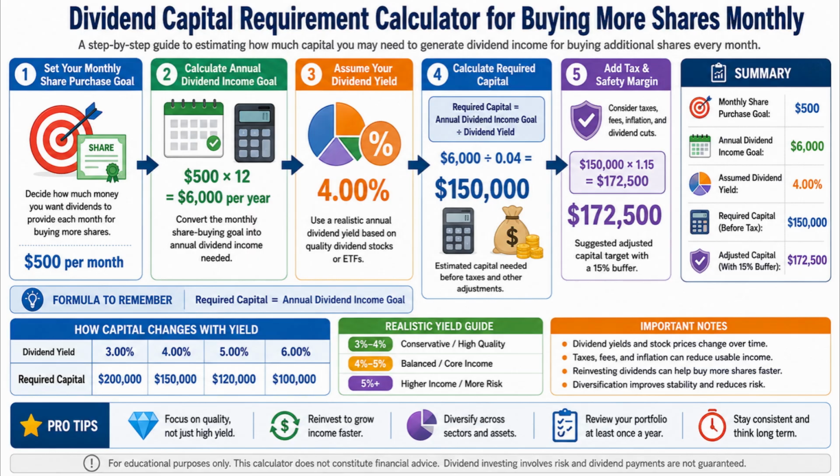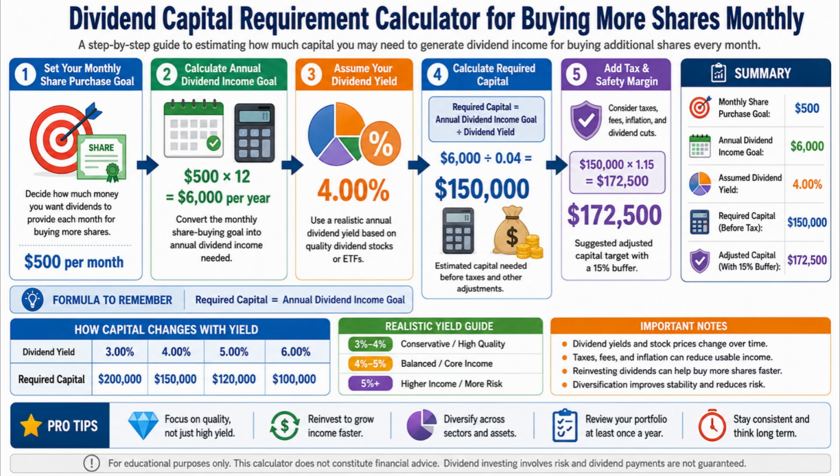Moreover, reinvesting dividends can help buy additional shares faster. Each dividend payment can be used to purchase more shares, and those new shares may generate additional dividends in the future. Over time, this creates a compounding cycle in which dividend income supports further portfolio growth.